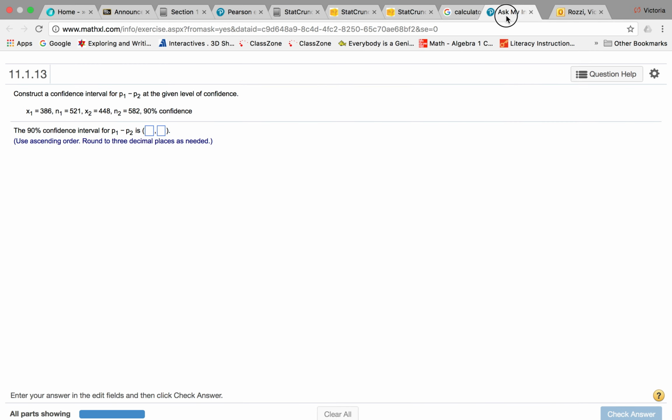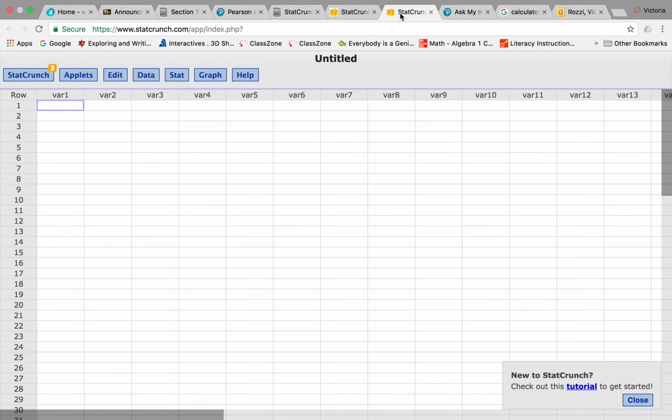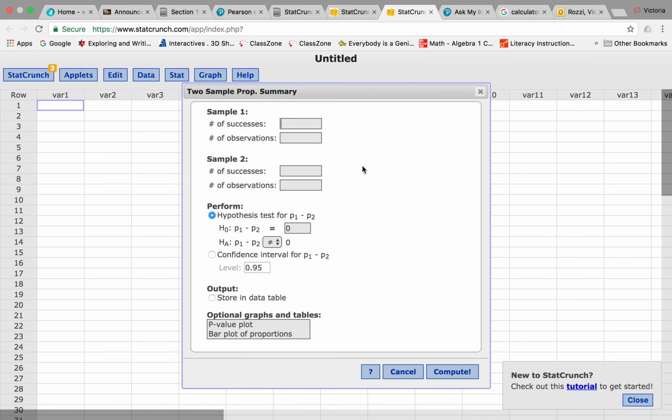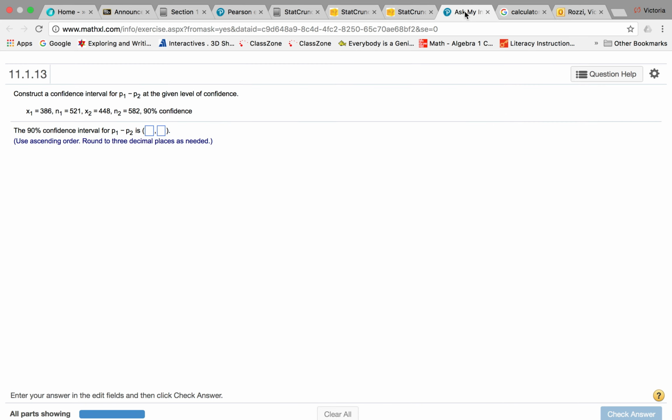So let me go up to our question here. For the first sample, we have 386 successes out of 521, I believe, tries here. So we're going to go to Stat. We're doing proportion stats because we're finding the difference between two proportions, and we are dealing with two samples. And we don't have all the data, we only have the summary. So we have how many successes we have versus how many observations were taken. So it was 386 successes and 521 observations.